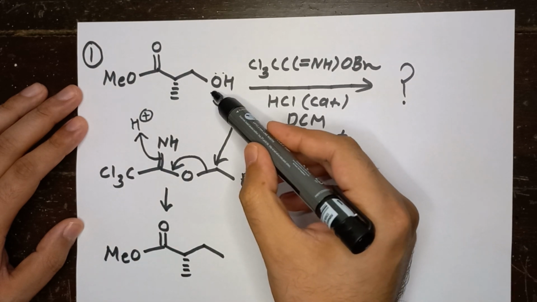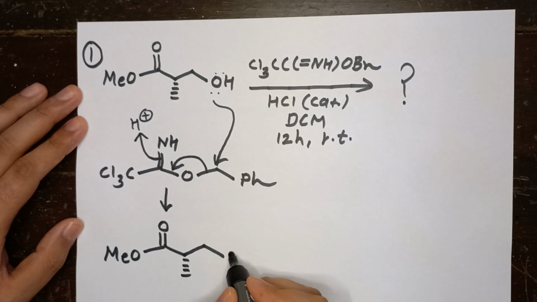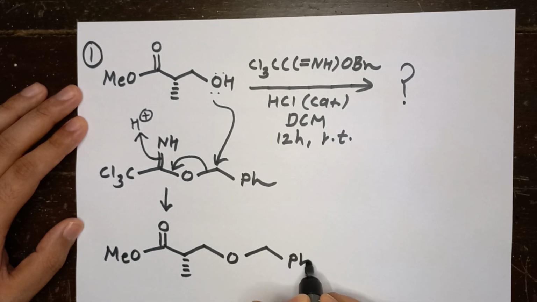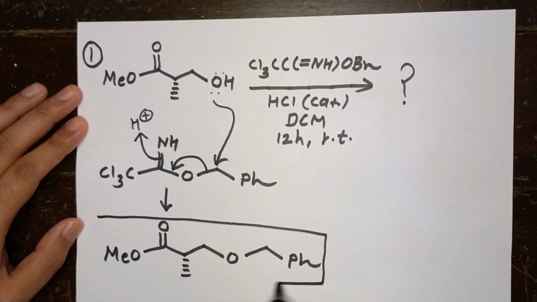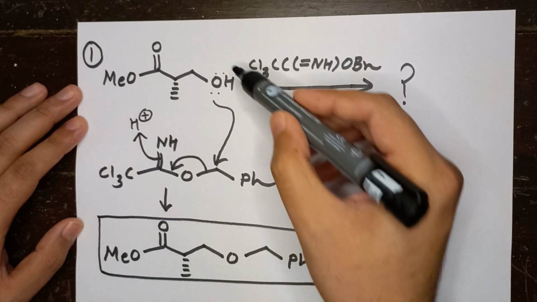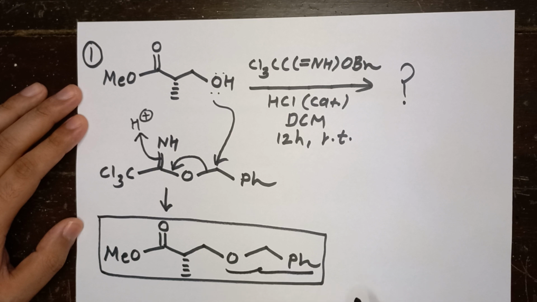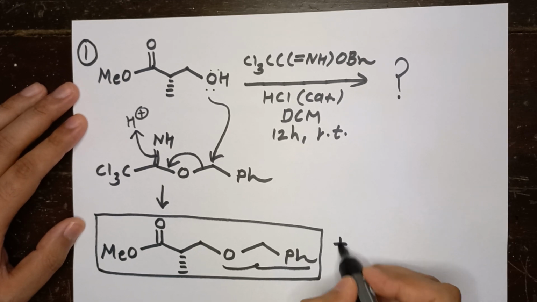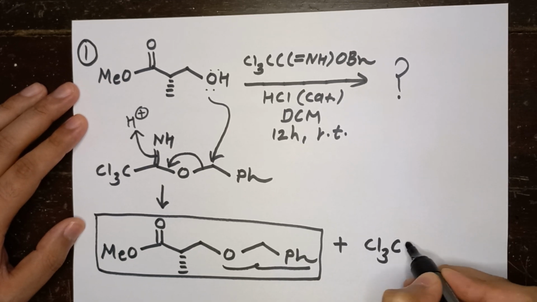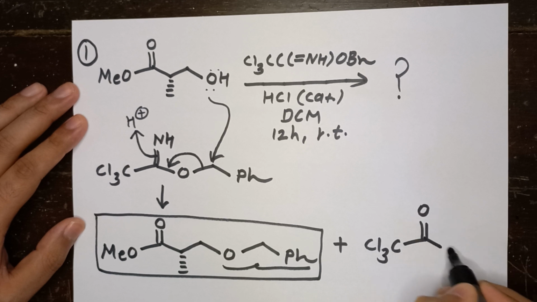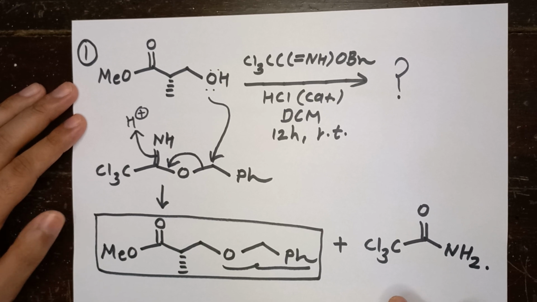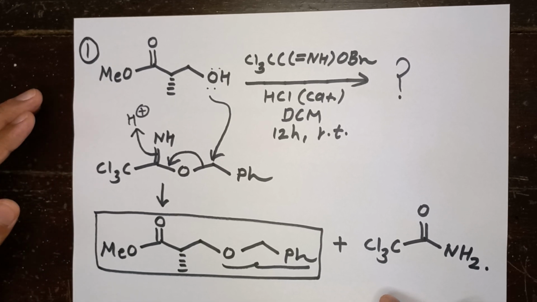so this oxygen is now bonded to CH2Ph. So this is my main product. So we are simply protecting our OH group with a benzyl group, right? And the byproduct is this. This is the byproduct. So now let's move forward to the second question.